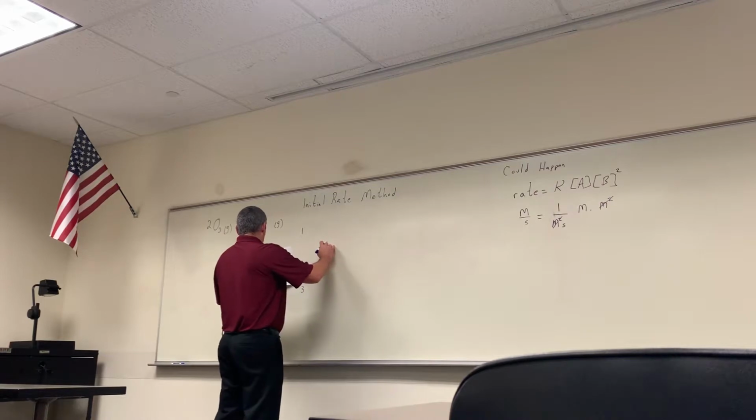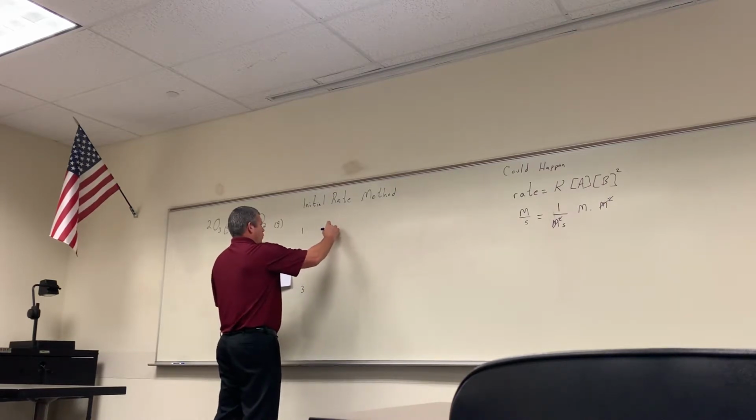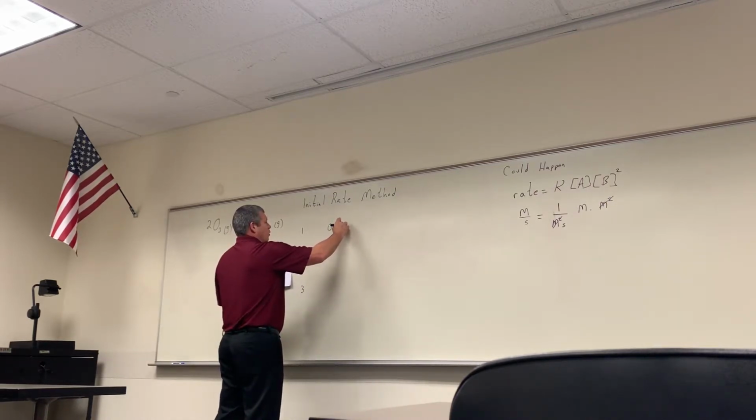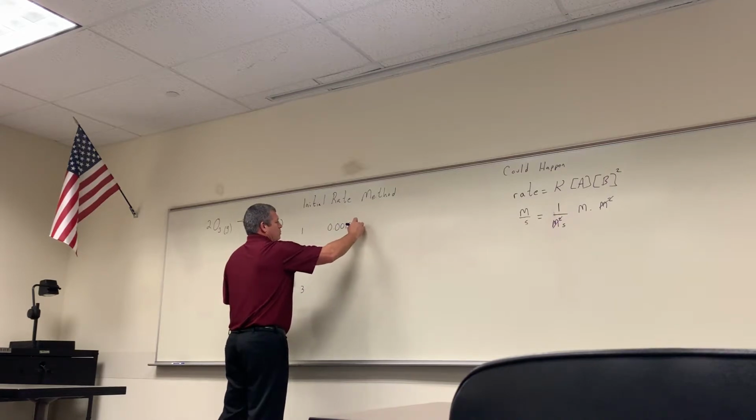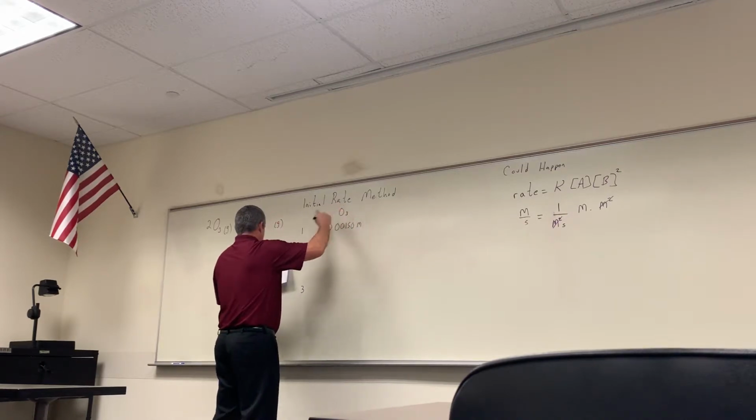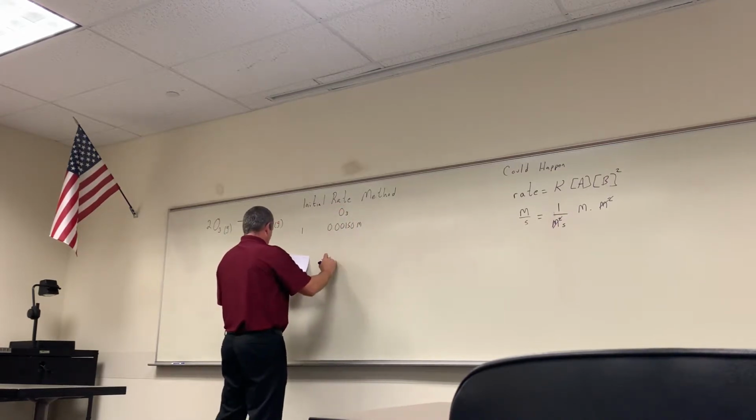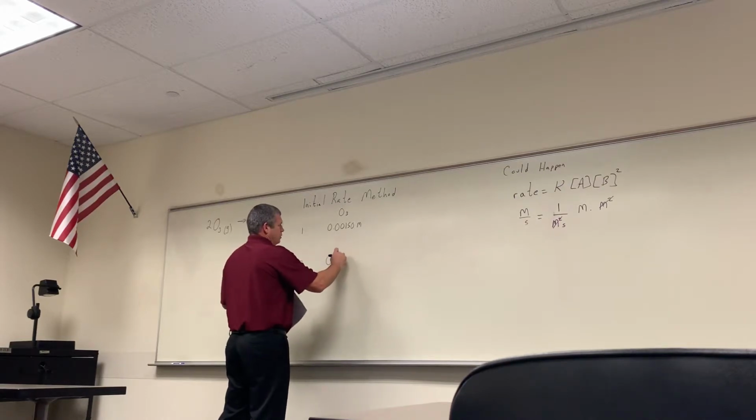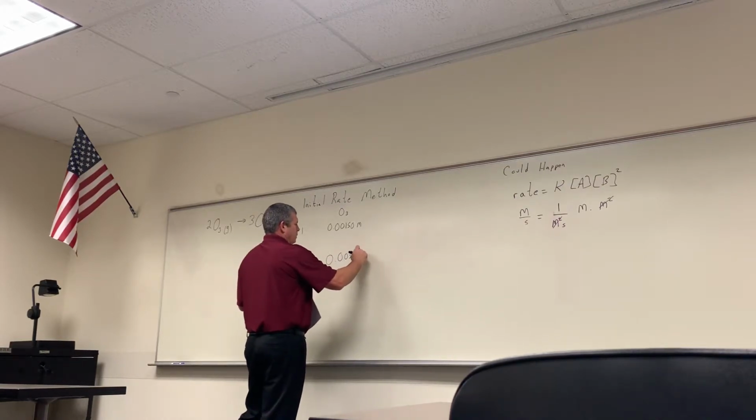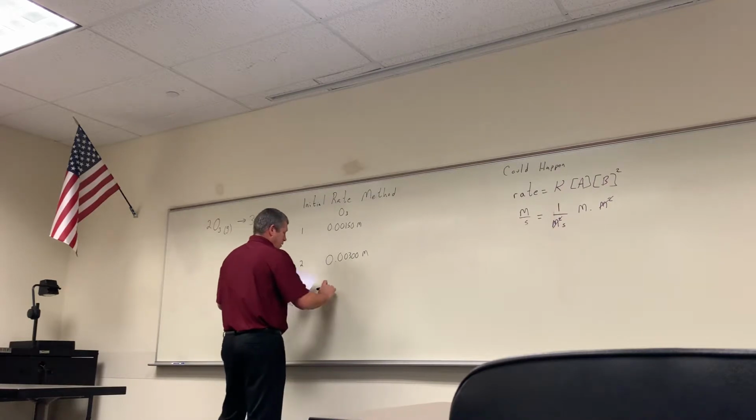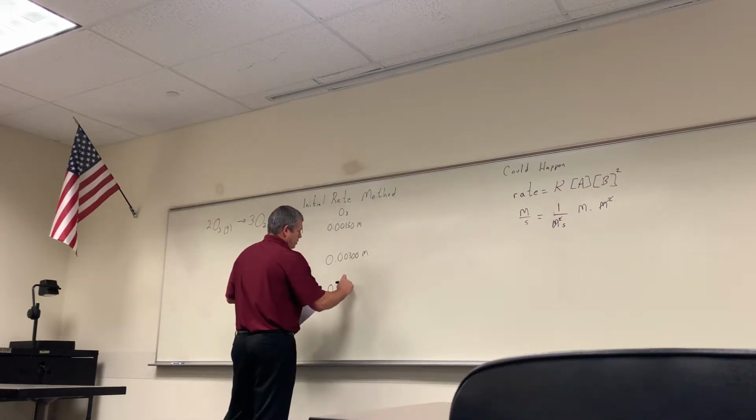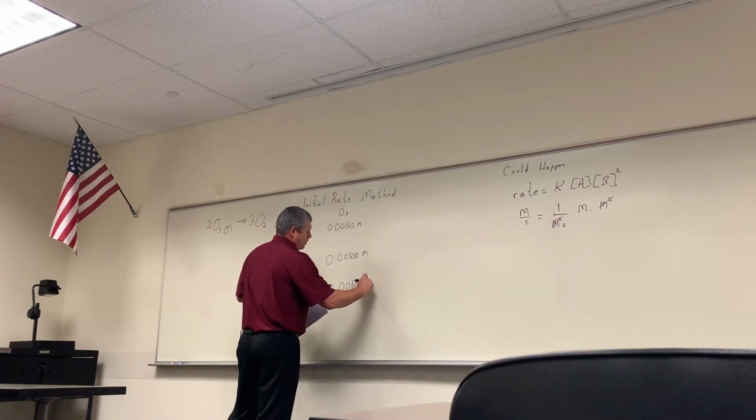So in version 1, I'm going to start with a concentration of 0.00150 molar ozone. The second one, I'm going to double that, 0.00300 molar. I'm picking numbers just so they're nice. And I'm going to double that again, 0.00600 molar.